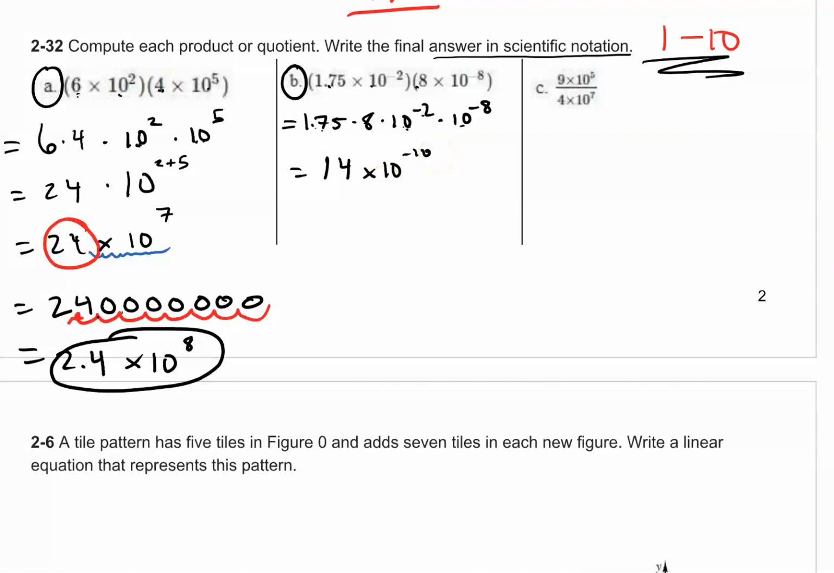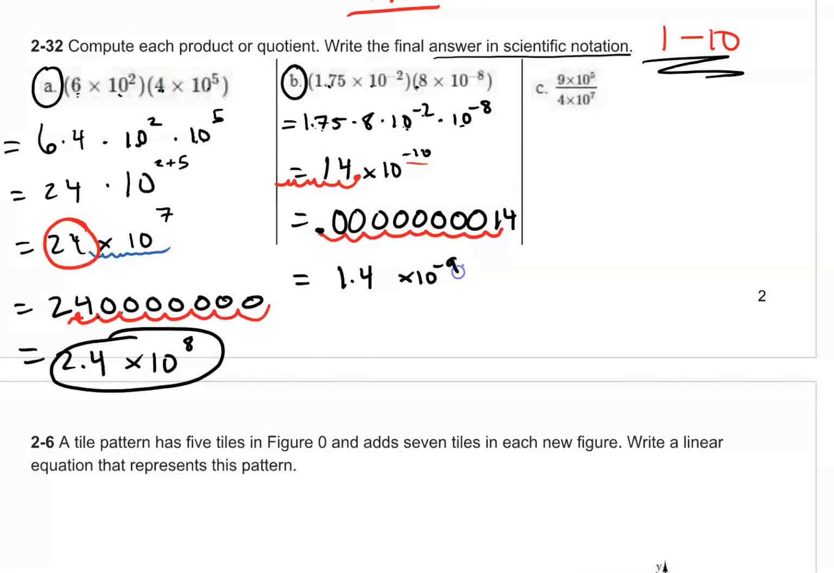So now what I'm going to do is move the decimal. Since it's negative, that means I need to move the decimal left 10 times. So we're going to have 8 zeros, 1, 2, 3, 4, 5, 6, 7, 8, and then 1, 4. That would make 10 movements of the decimal place from here all the way down to there. Now, because 14 wasn't between 1 and 10, I had to do that. So now I'm going to move it back 1, 2, 3, 4, 5, 6, 7, 8, 9 times. So it's going to be 1.4 times 10 to the power negative 9.